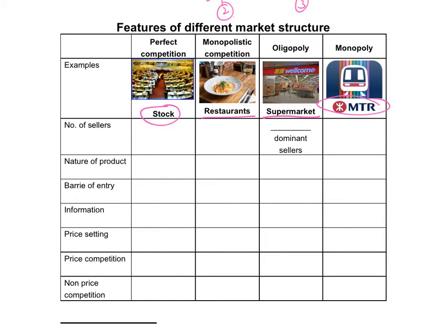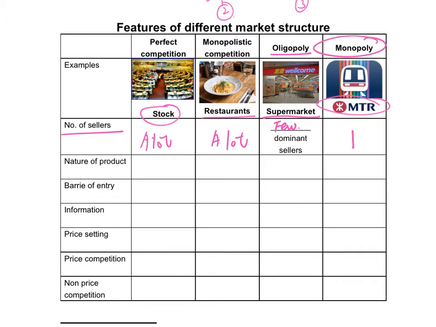For the number of sellers, monopoly is the simplest because there is only one seller in the market. The oligopoly is more competitive than monopoly because there are a few dominant sellers, only a few, but they have great market power. But for perfect competition and monopolistic competition, there are a lot. They have many sellers in the market.